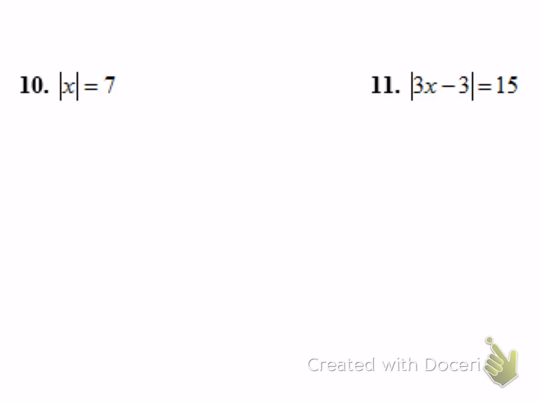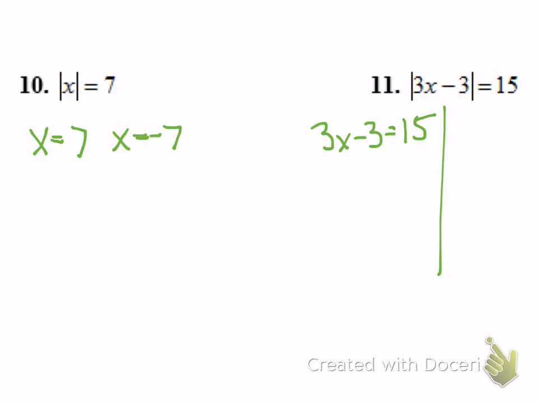These next two problems are absolute value equations. Remember, with absolute value equations, we will always write two equations once we have it down to just an absolute value sign. So this one on the left, there is no solving involved. My two equations are going to become x equals 7, just dropping the absolute value bars, x equals -7, nothing left to solve. On the right, my two equations are going to be 3x minus 3 equals 15, and then 3x minus 3 equals -15.